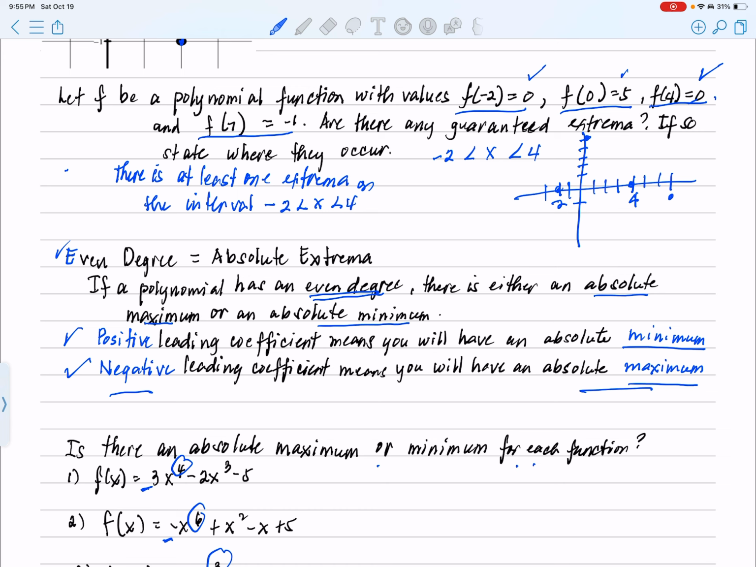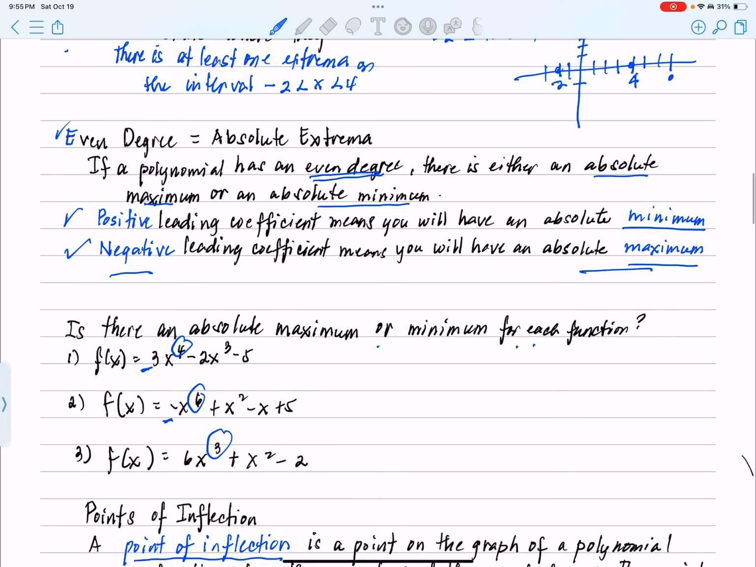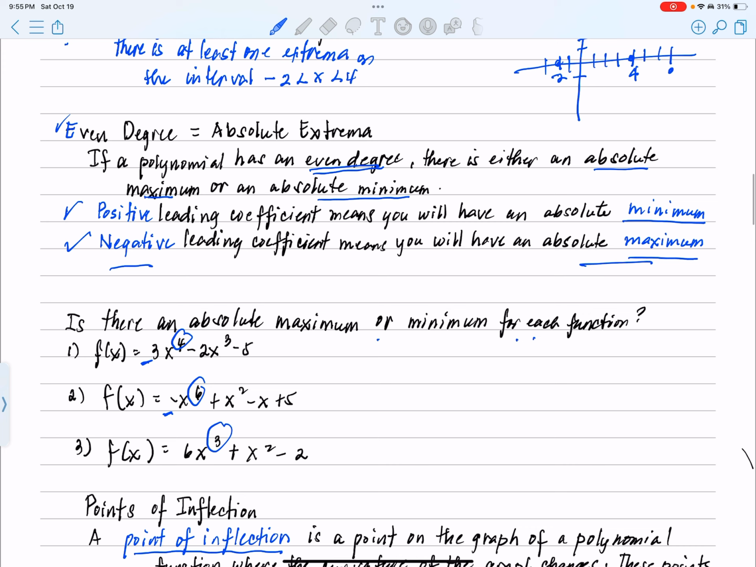Okay. Even degree, absolute extrema. What is absolute again? It's global extrema. So if a polynomial has even degree, there is either an absolute maximum or absolute minimum. So if your degree is odd, then there is no maxima or minima. It happens when the positive leading coefficient, then you have a minimum. If the negative leading coefficient means you have an absolute maximum.